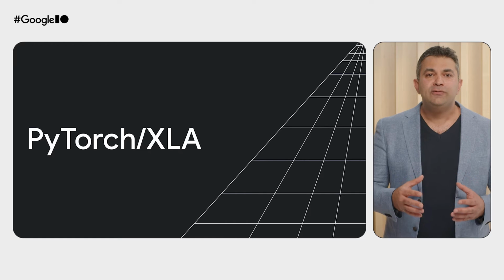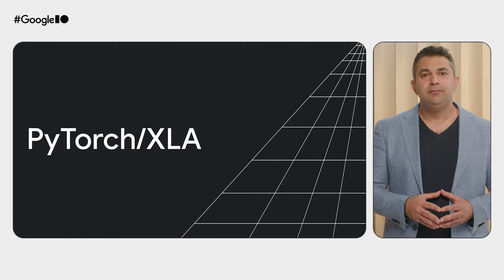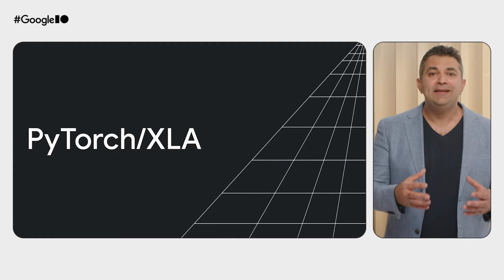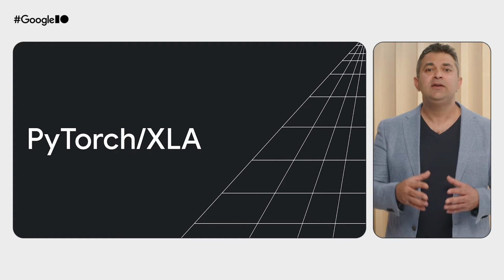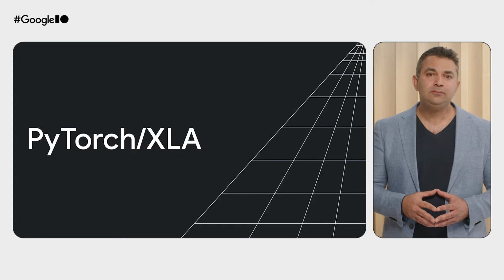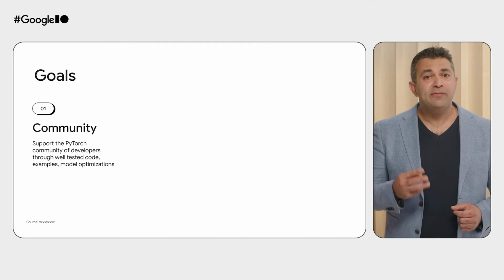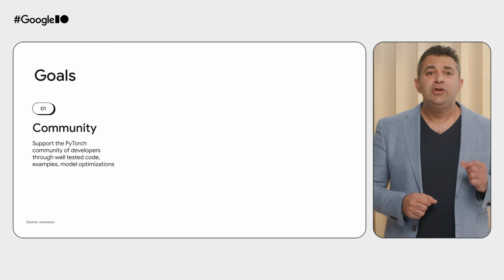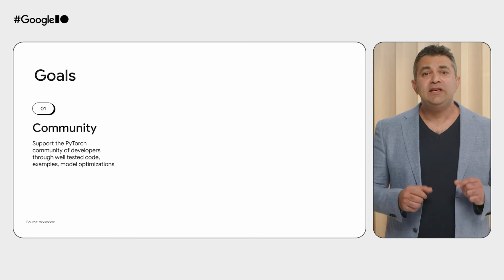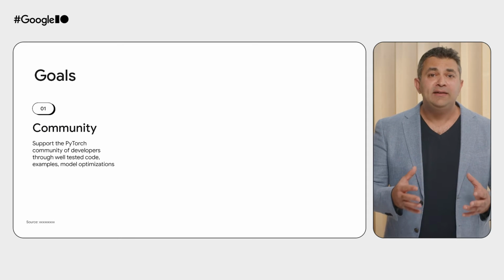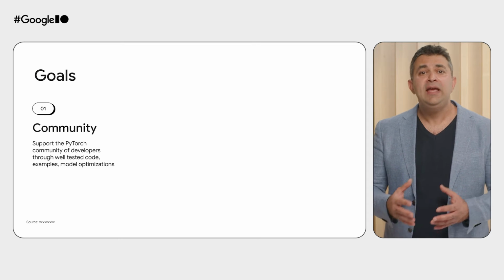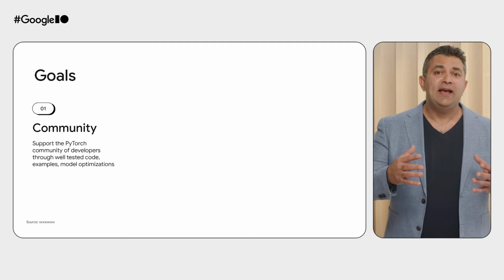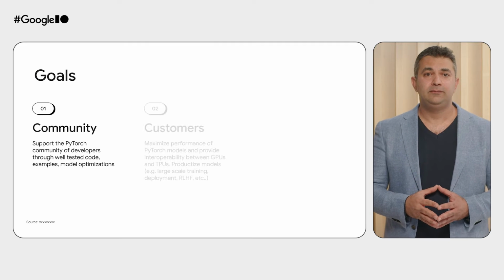Today, I want to focus on PyTorch. PyTorch XLA is a library that enables efficient use of PyTorch on XLA devices, such as cloud TPUs. With this project, we have three main goals. First, to support and grow the community of developers by providing tested code examples, best practices for performance optimizations, and engaging directly as an open source project.